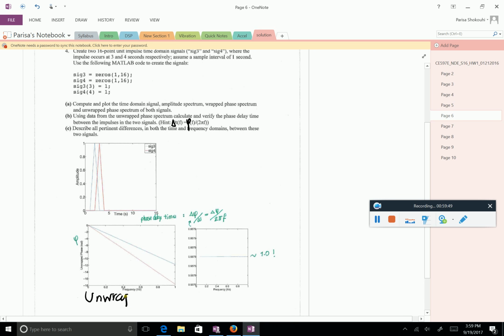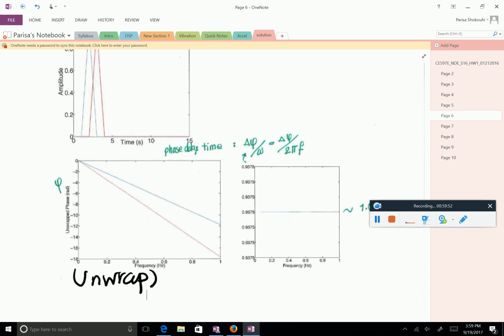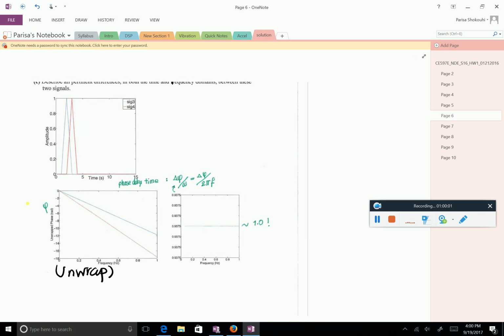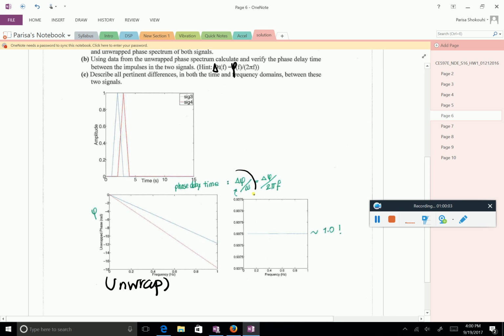Some of you have gotten to this point and then didn't go beyond that. So the phase delay time is the difference in phase divided by frequency, not divided by sampling frequency. The difference in phase, as you can see, is a function of frequency. At every frequency, this is your phase delay. At this frequency, it's this phase delay.